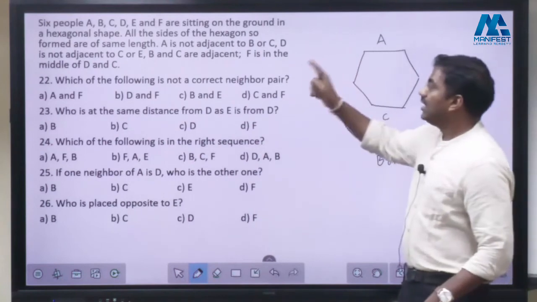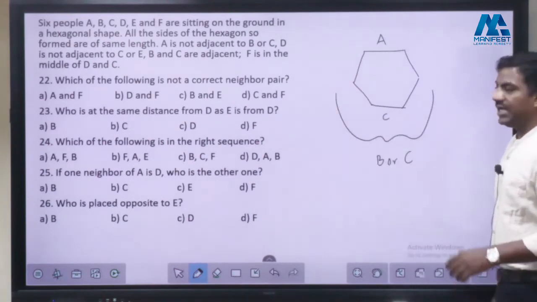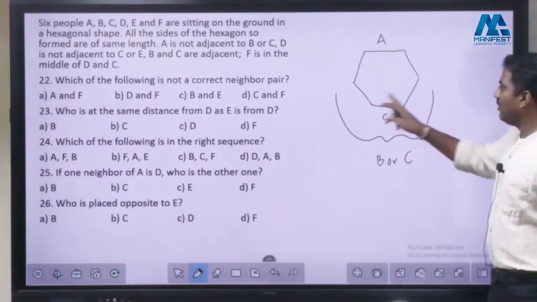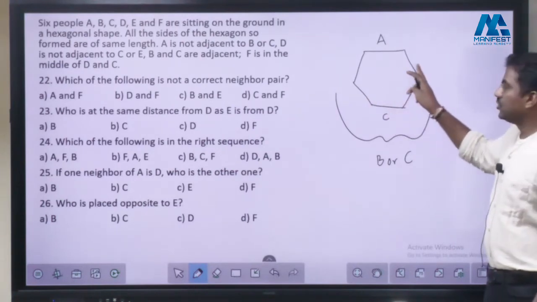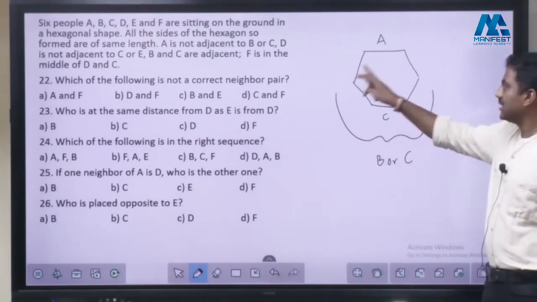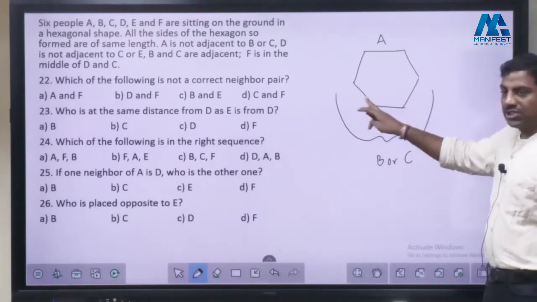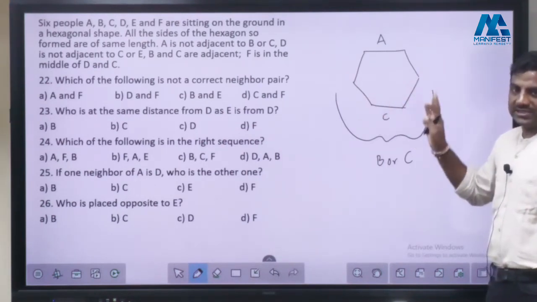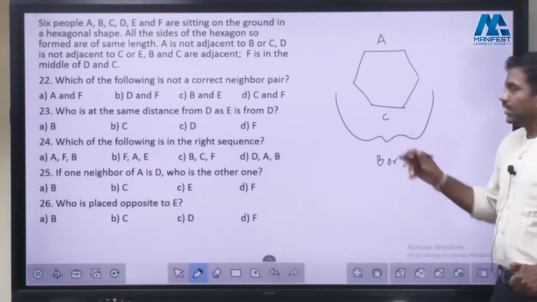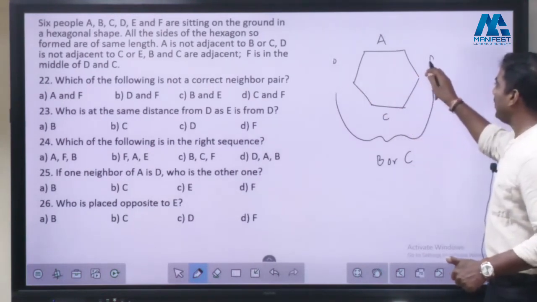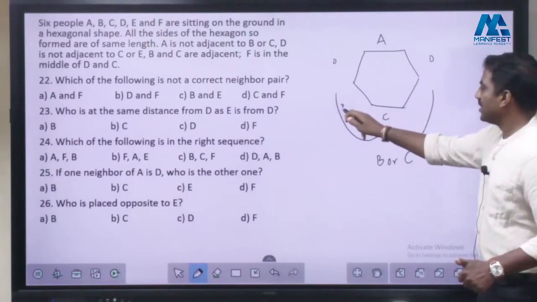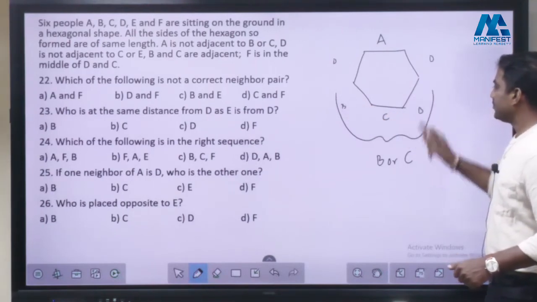Now, D is not adjacent to C or E. So D will not come here for sure. Yes or no? So D's position is either this or this. Now B's position, either this or this. Getting my point? So D's position, either this or this. And B's position, either this or this.